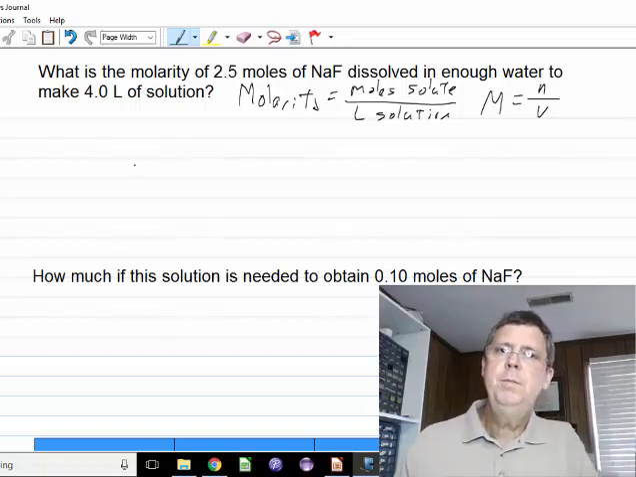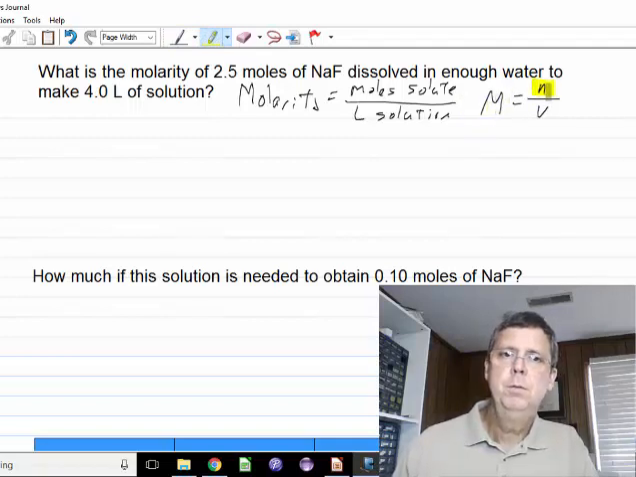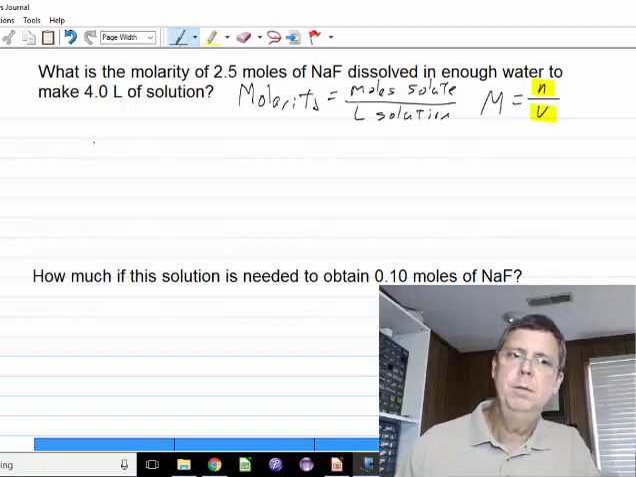So what's the molarity of 2.5 moles of sodium fluoride dissolved in enough water to make a 4-liter solution? In that case, I always start with this equation and look at what I'm given. I'm trying to find molarity. I'm given moles, which is nice. I'm given volume. And so all we're doing is just plugging in. Molarity is going to be 2.5 moles over 4.0 liters.